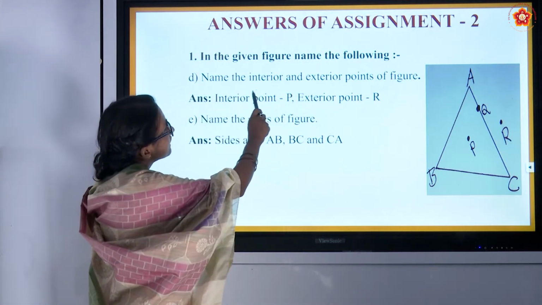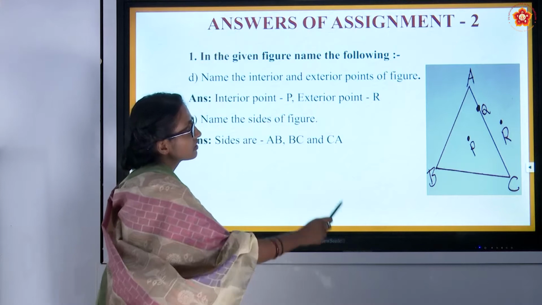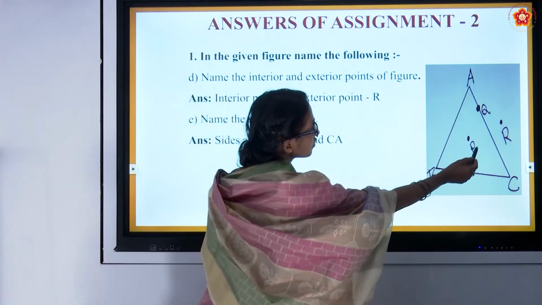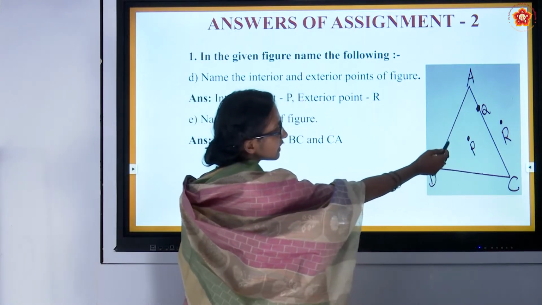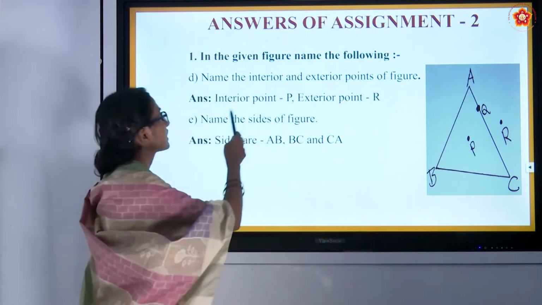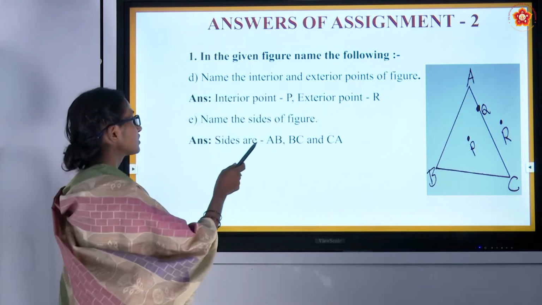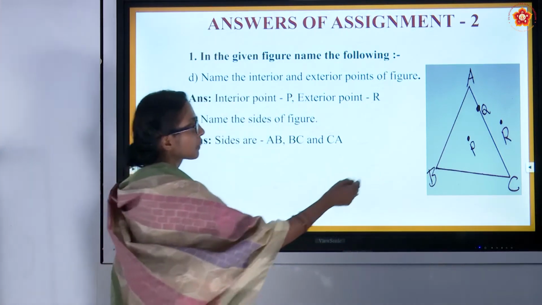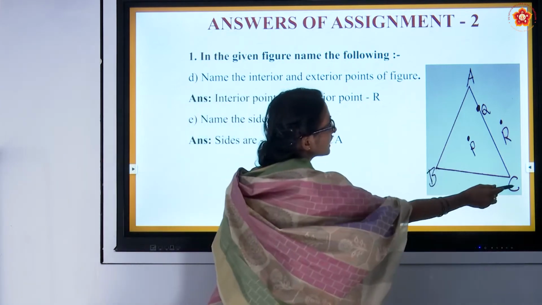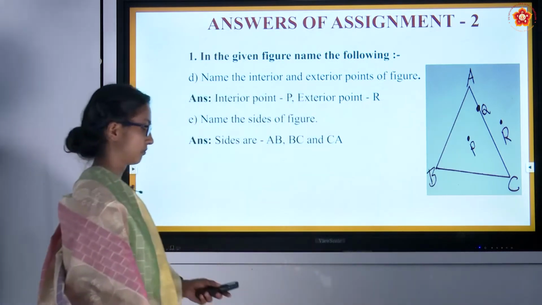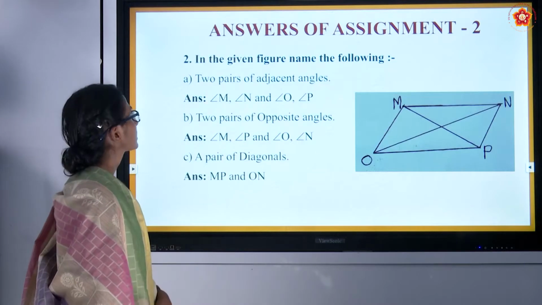Next, name the interior and exterior points of the figure. The point P is interior and point R is exterior. Name the sides of the figure. AB, BC and AC. Let's move to the next question.